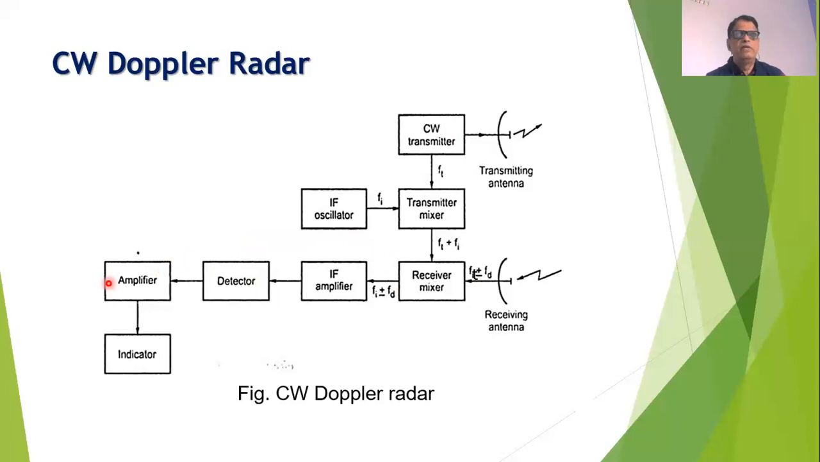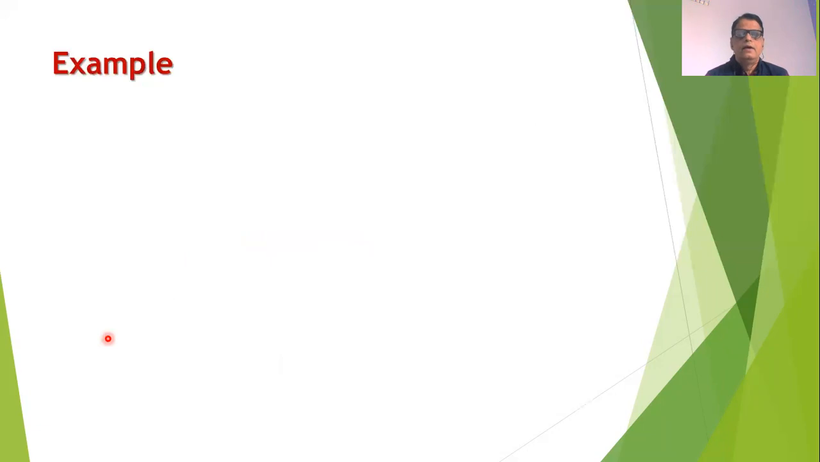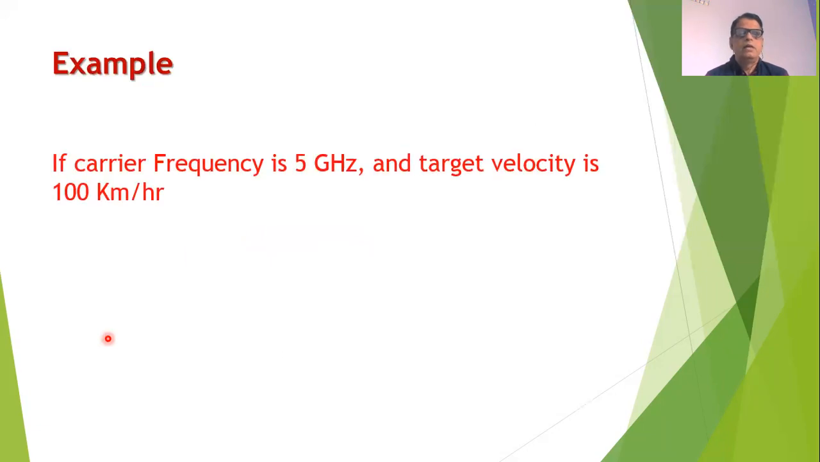The frequency change, or this delta F, can be indicated in the form of a frequency or in the form of a relative velocity. So we can easily compute the relative velocity of the target by noting the frequency change of the received echo pulse.